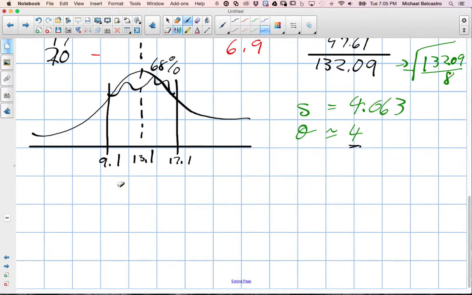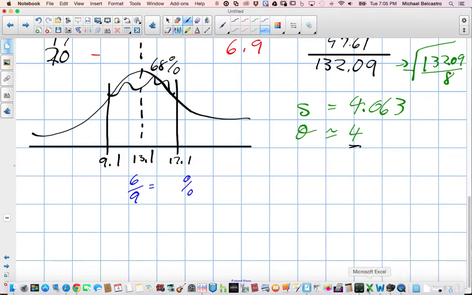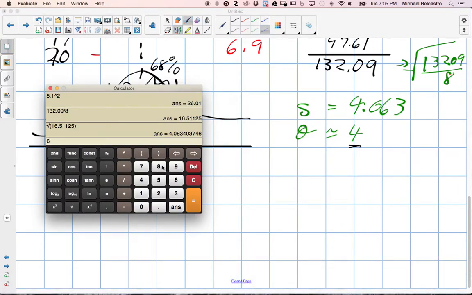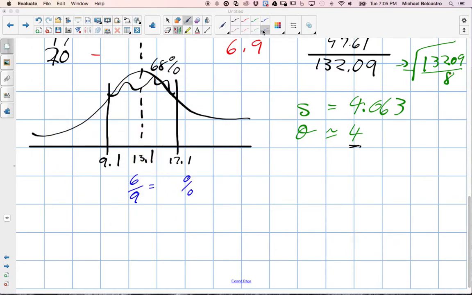So I'm going to quickly do a percentage. 6 divided by 9. Let's find out what percent that is. How close are we to our 68%? 0.66. There you go, 0.6 repeated, which is roughly 67, so approximately 67. That's really close to our 68, so that worked out really nicely.